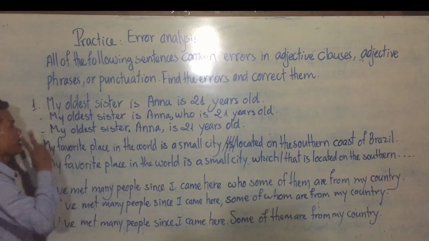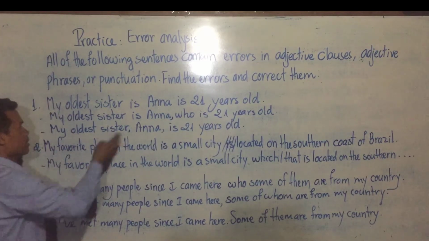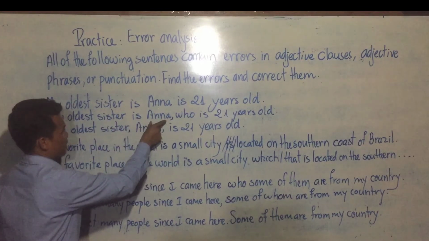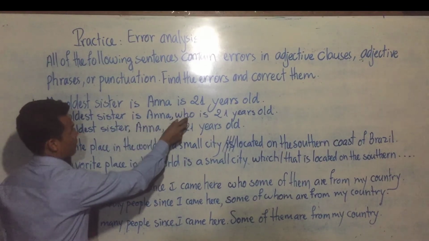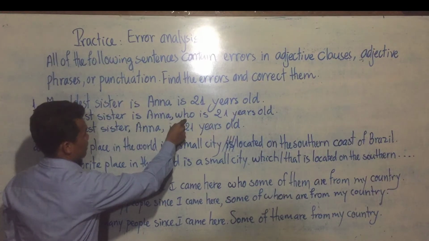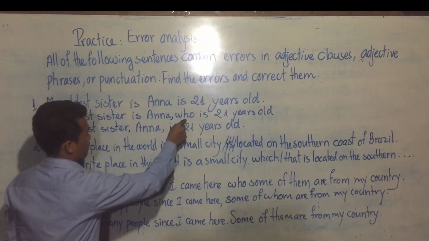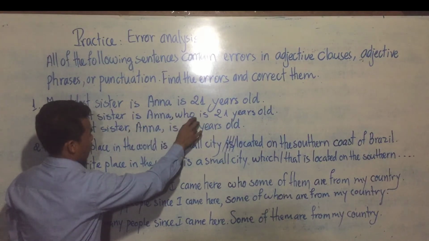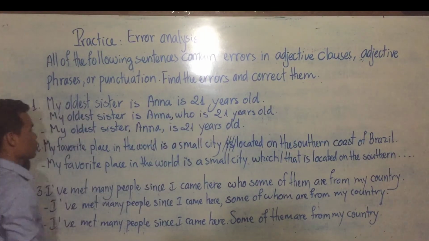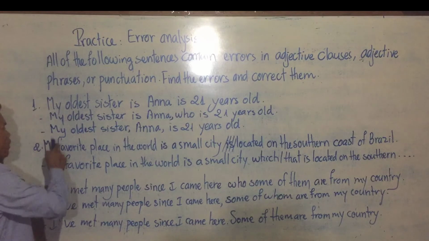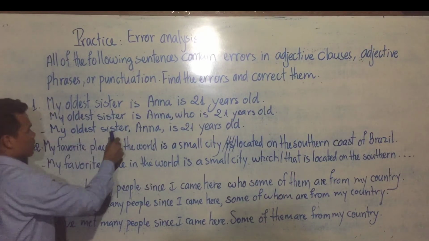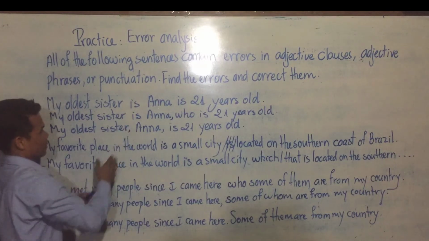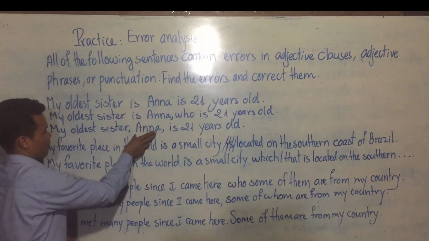We have two ways in order to correct the error. One is that you can write my older sister is Anna. Anna is a proper noun, that's why we use comma, and who is relative pronoun functioning as a subject. Then we can do only who. That is not possible in here. It's 21 years old. One more way, my older sister, we use Anna as a appositive, we only delete it, and Anna here becomes an appositive.